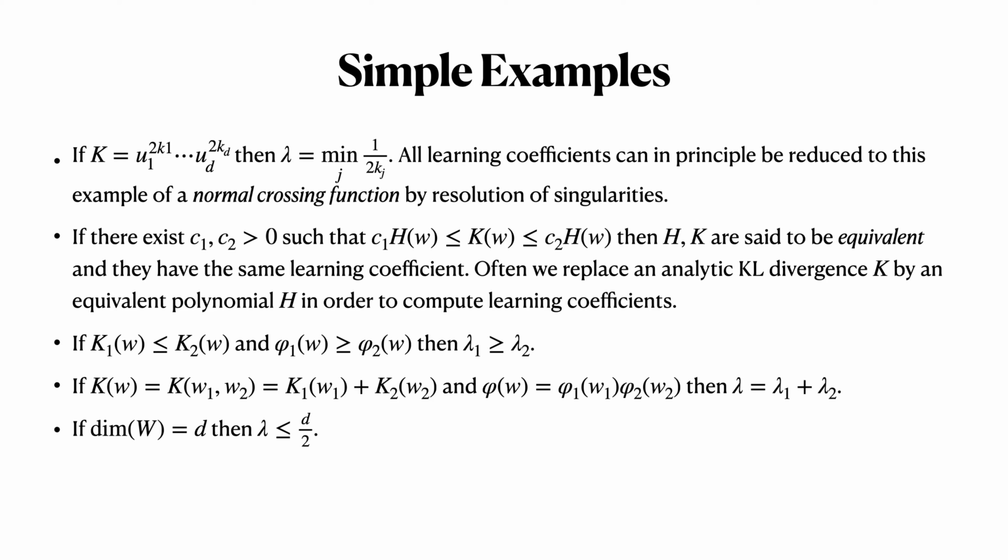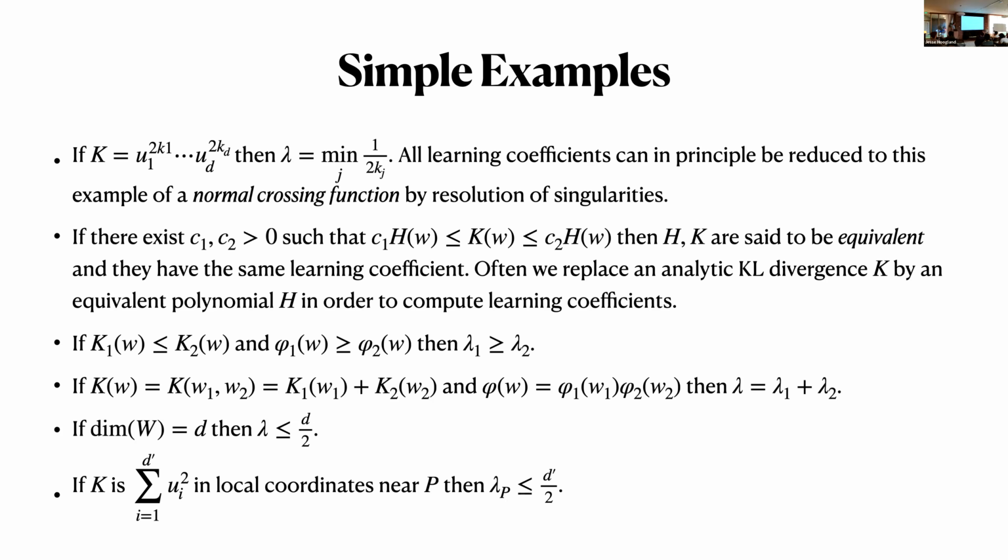Now this I think we're all aware of by now. If the dimension of the parameter space is D, you can upper bound the RLCT. And if in K local coordinates it looks like a sum of squares but not full, so D prime is less than or equal to D, then the RLCT, near P, the local RLCT at P is bounded above by D prime on 2.